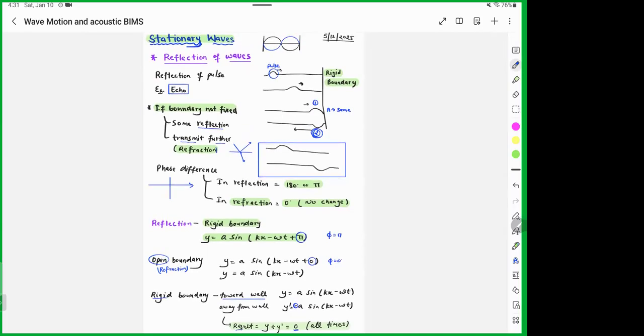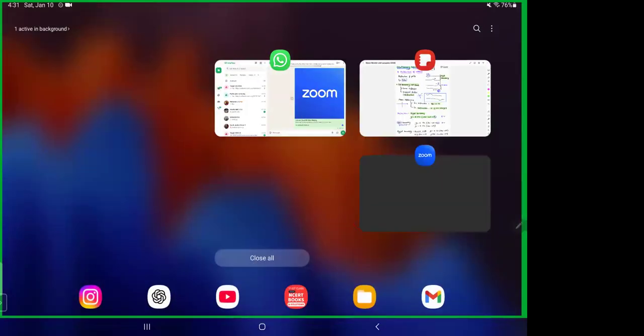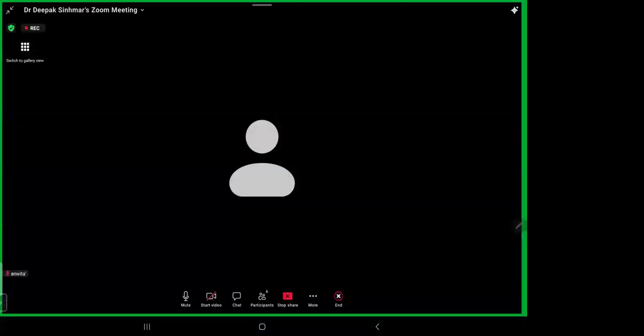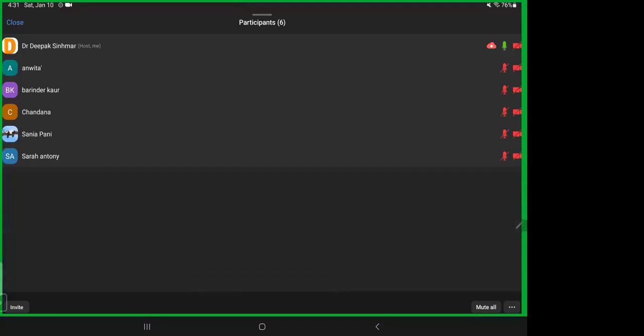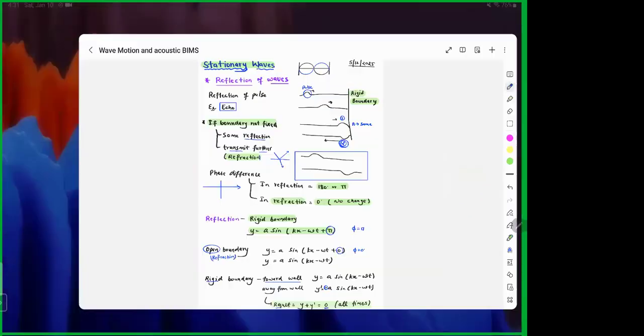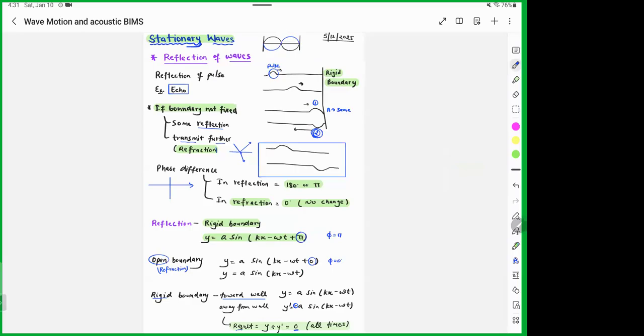Guys, was it easy to understand for everyone? Yes, sir. How many of you are there? Five. Anvita, Brinder, Chandana, Sania, Sara. Who is missing? Pratigya and Jordan. Okay. Yeah, finish it.